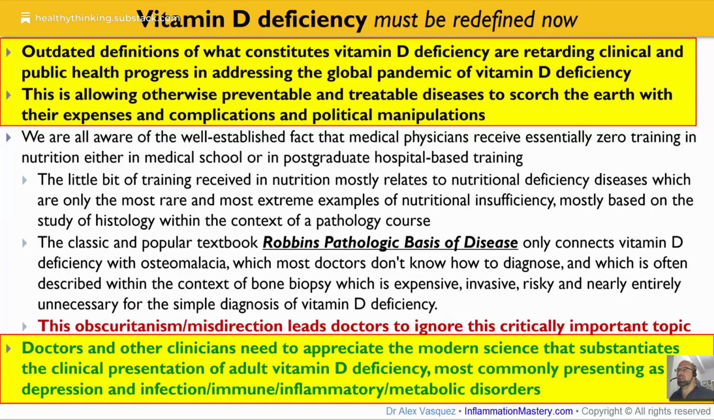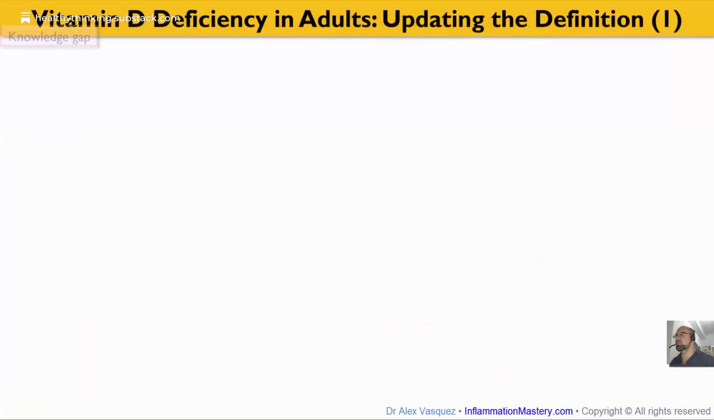Doctors and other clinicians need to appreciate the modern science that substantiates the clinical presentation of adult vitamin D deficiency, most commonly presenting, as I've already mentioned in part 1, as pain, in part number 2 as depression, and as I'm starting right now in part number 3, we're going to talk about infection, immune, inflammatory, and metabolic disorders.